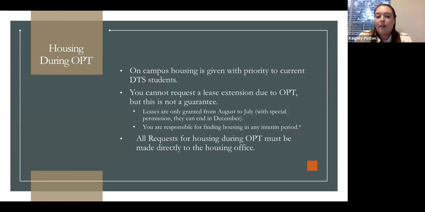This has to go through the housing office. And just keep in mind when you're thinking about requesting this extension for housing, leases are only granted from August to July, and with special permission, they end in December. So if you picked a February start date for OPT, you won't be able to live on campus after December. So just keep that in mind. And you're responsible for finding housing in that interim period. Obviously, reach out to us if you're in a pickle, but just keep that in mind.